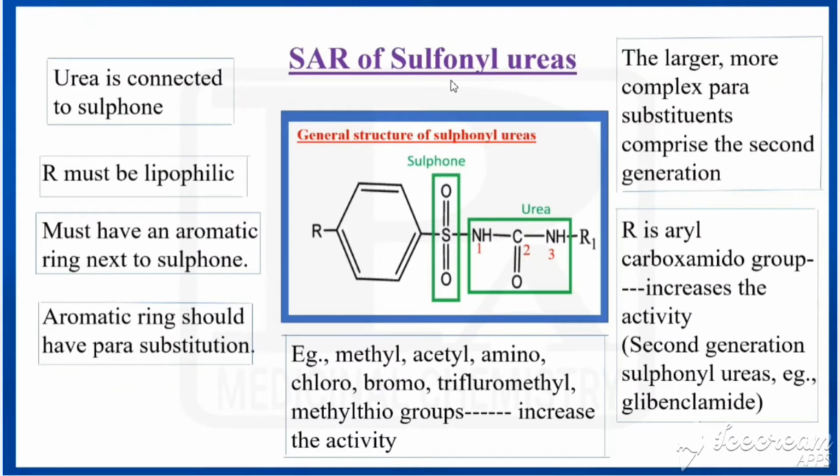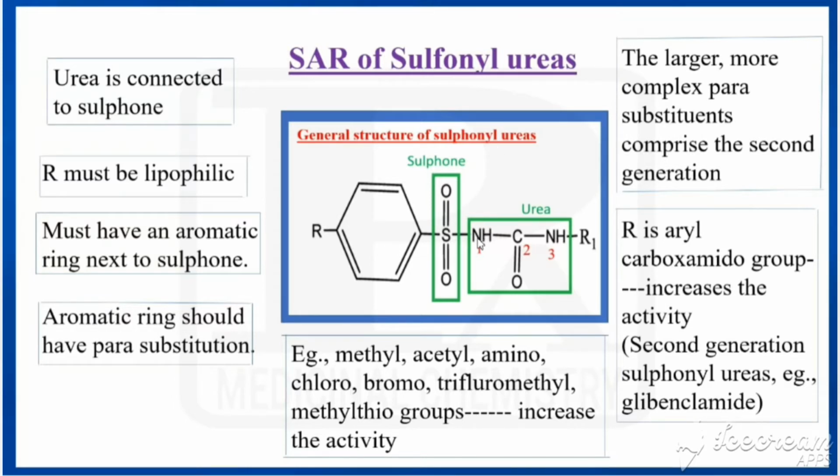Dear students, in this class we are going to focus on the SAR of sulfonyl ureas. Already we have seen drugs under that, so now we are going to see only the SAR. So this was the general structure of sulfonyl ureas. Already we have known urea means NH2CO NH2. So what are sulfonyl ureas?